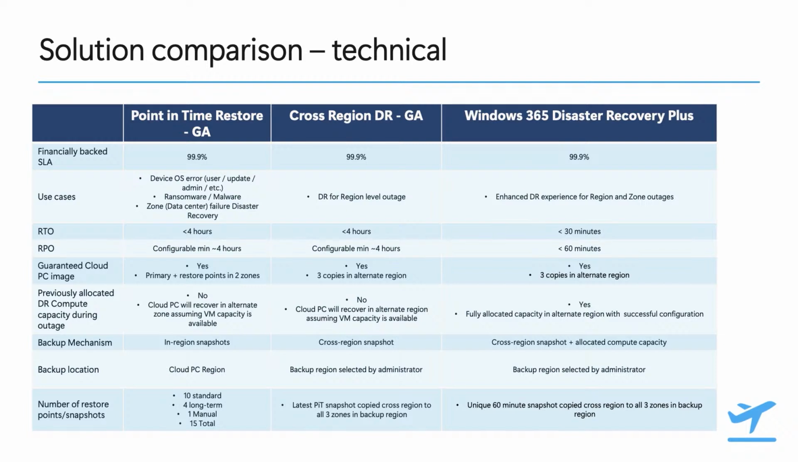And also, with cross-region disaster recovery, there has to be capacity available at the time of an outage for a successful recovery to occur. With Windows 365 Disaster Recovery Plus, the allocated resources are available from the time that you configure your device. So if and when there is an outage, that capacity is already reserved for you. You don't need to worry about whether or not there's capacity at that time.